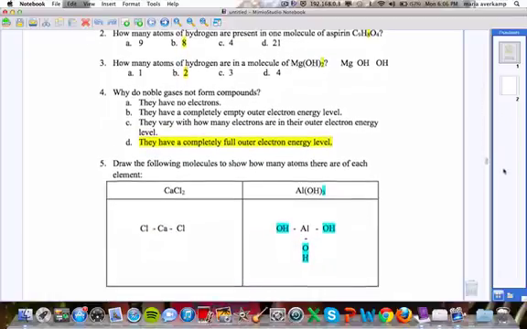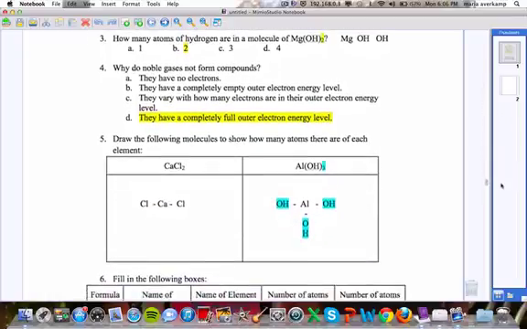Number 5, they want you to draw some pictures to represent the molecules. Calcium chloride, the Ca has no subscript, so that simply means there's one atom. Now I don't have a tool to draw circles, but basically there's one calcium. My Cl has a 2 next to it, so I need to have 2 separate chlorines bonded to the calcium.